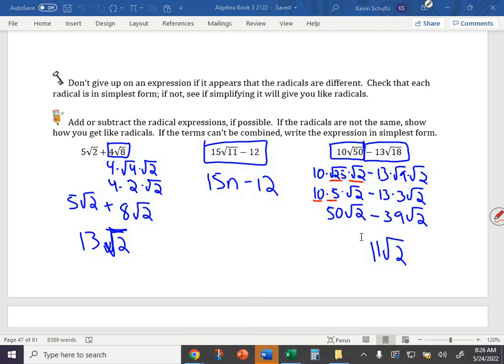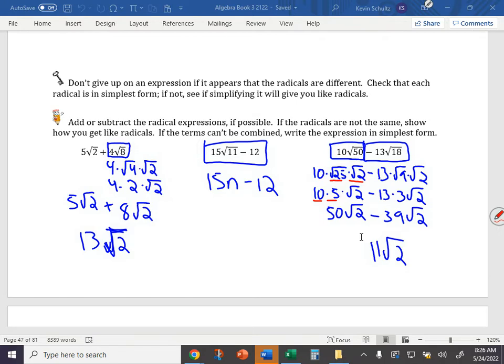And then our negative 13 root 18, the root 9 and 2, that's our perfect square factor. The root 9 becomes a 3, which is combined with our coefficient 13 to get negative 39 root 2. And 50 root 2 minus 39 root 2 gives us 11 root 2.